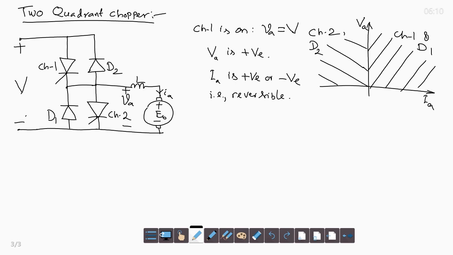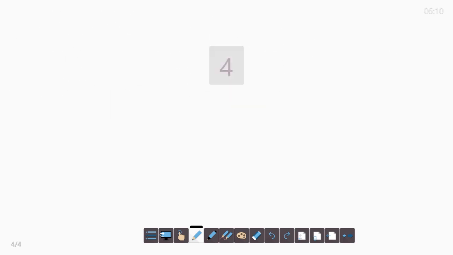Now, in this chopper circuit, VA is always positive and current is reversible. So, torque is reversible, voltage and speed are not reversible. So, if a certain drive requires reversible speed operation, then we will have for that another 2 quadrant chopper where voltage is reversible, that we will discuss. So, this is the third circuit topology. Let us go to the fourth topology.